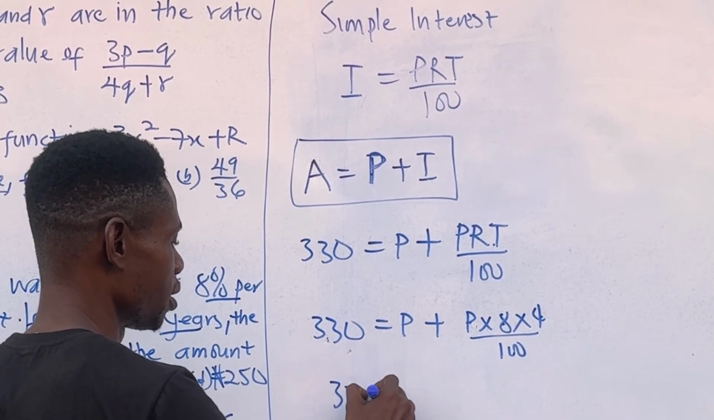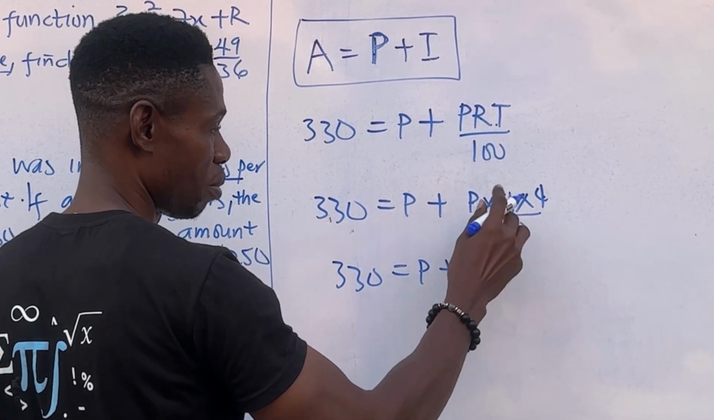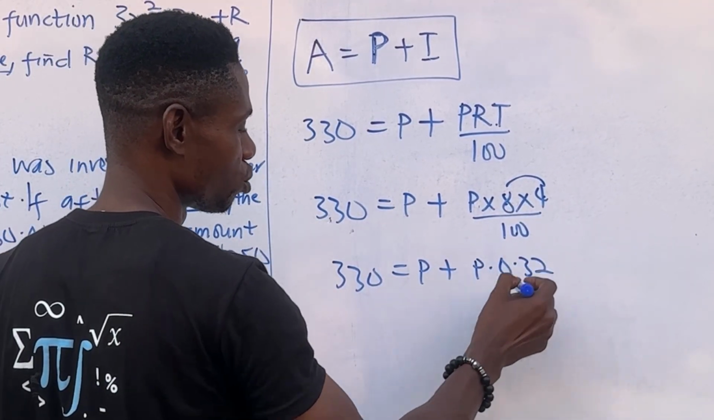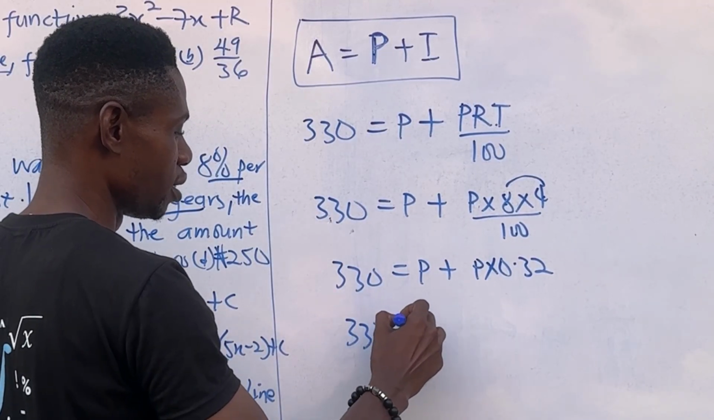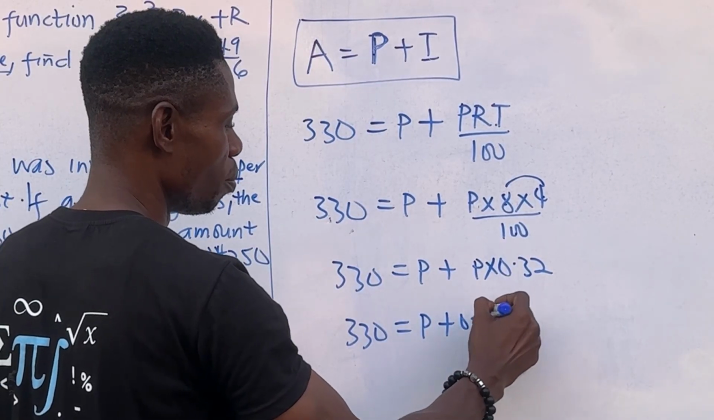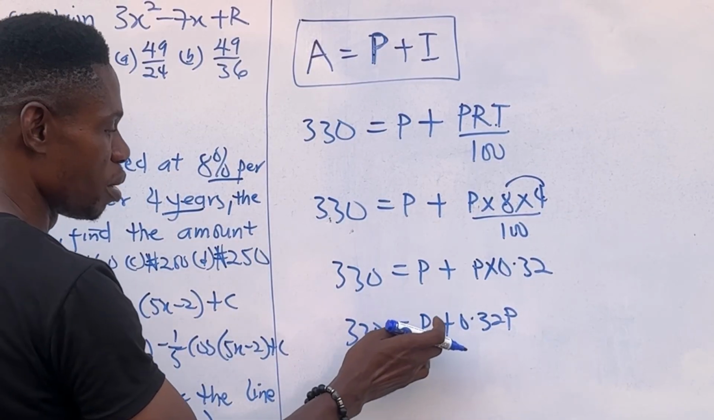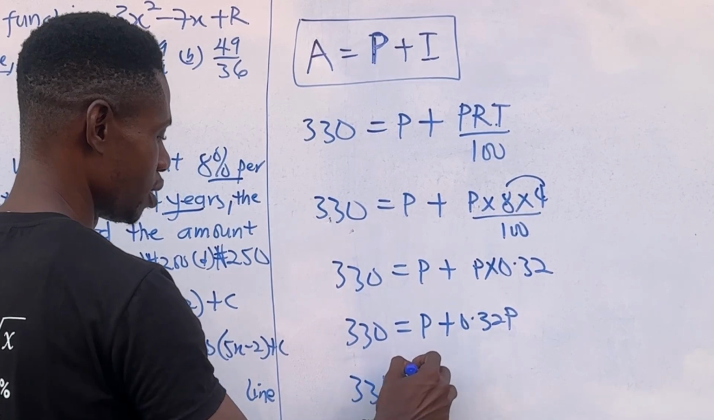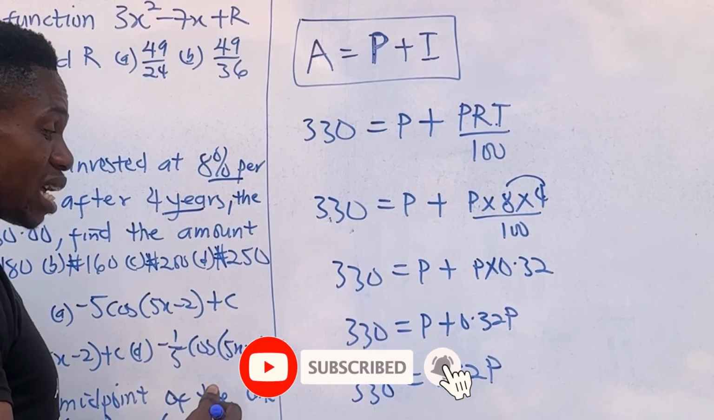So we have 330 equals P plus P multiplied by 8 times 4, which is 32 over 100, that's 0.32, right? 0.32 times P. So you have 330 equals P plus 0.32P. So 1P plus 0.32P is 1.32P. So 330 equals 1.32P. P is the principal, which is what we're looking for, the amount invested.